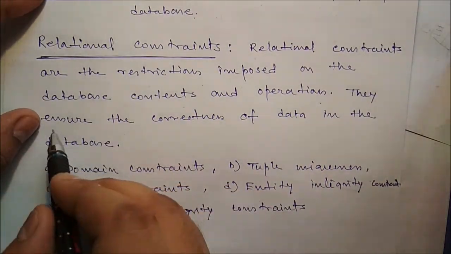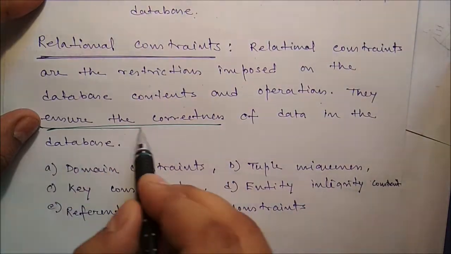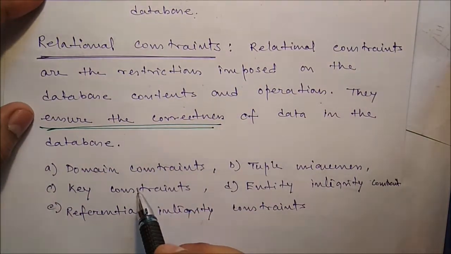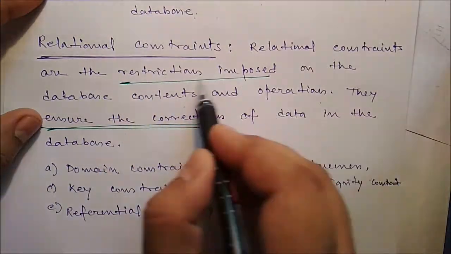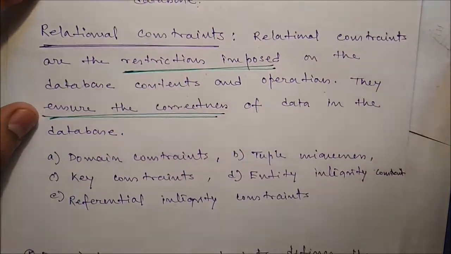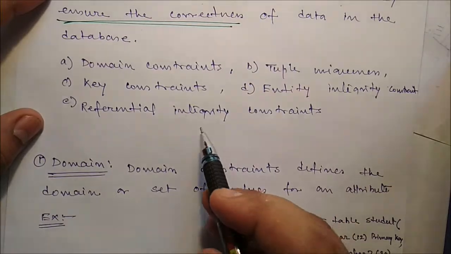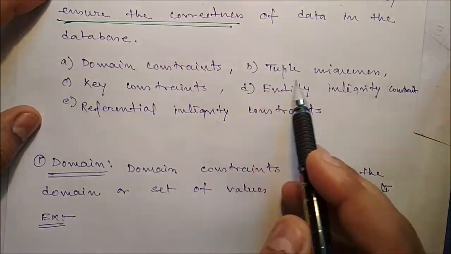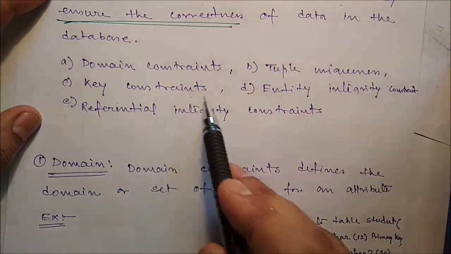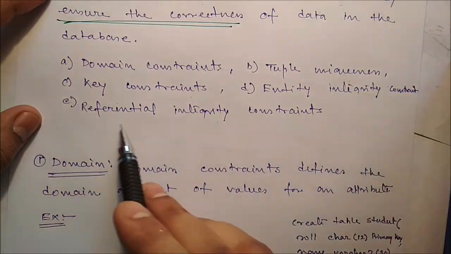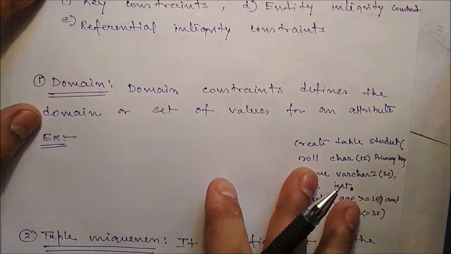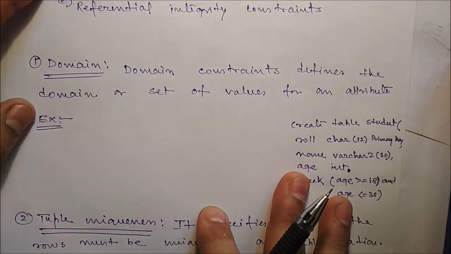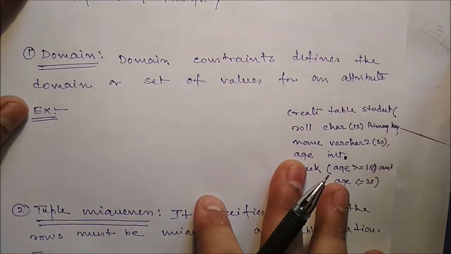That is the purpose, the goal: to ensure the correctness of the data in the database. And how is it possible? By imposing some restrictions. The constraints we'll talk about are domain constraint, tuple uniqueness, key constraint, entity integrity constraint, and referential integrity constraints. First of all, domain constraint. Already you know what a domain is. In the last video we discussed the domain.